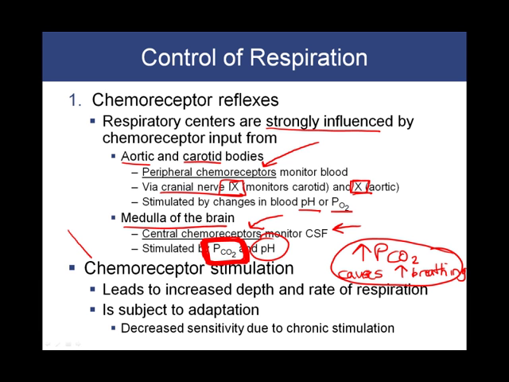So when these chemoreceptors are stimulated, there's an increased depth and rate of respiration. If they're stimulated too much, there may be decreased sensitivity. If someone has chronically high levels of carbon dioxide in the bloodstream, eventually the chemoreceptors might not respond as well as they should, or at all.